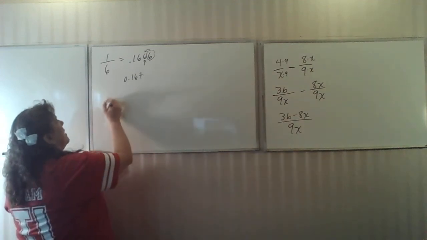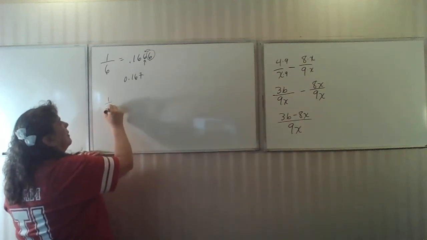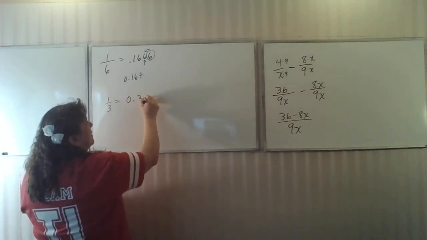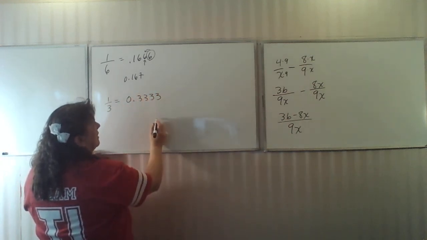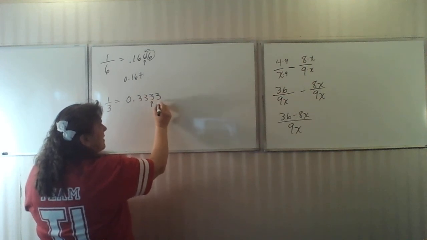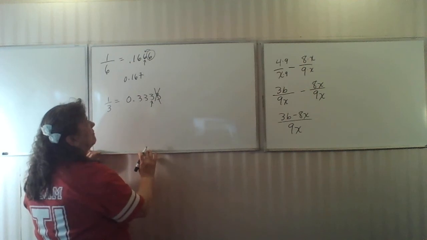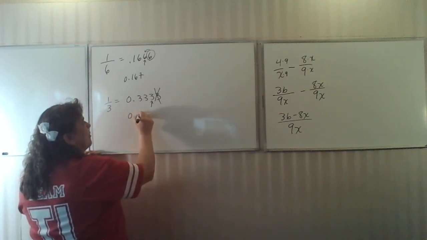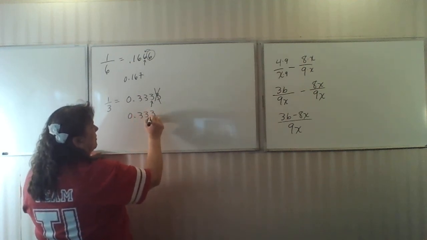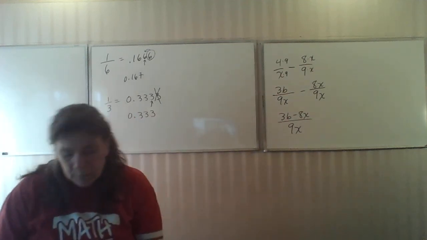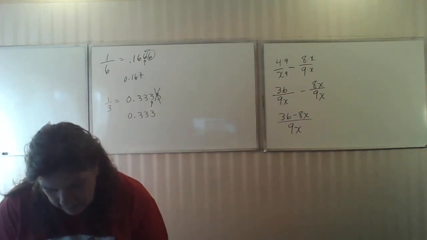How about 1/3? 1/3, if you divide it, is 0.3333, and it keeps on going. We want to keep this place value. 3 is less than 5, so you just cross it off. And so this one is 0.333. Okay? So that's that particular worksheet that will be part of this assignment.